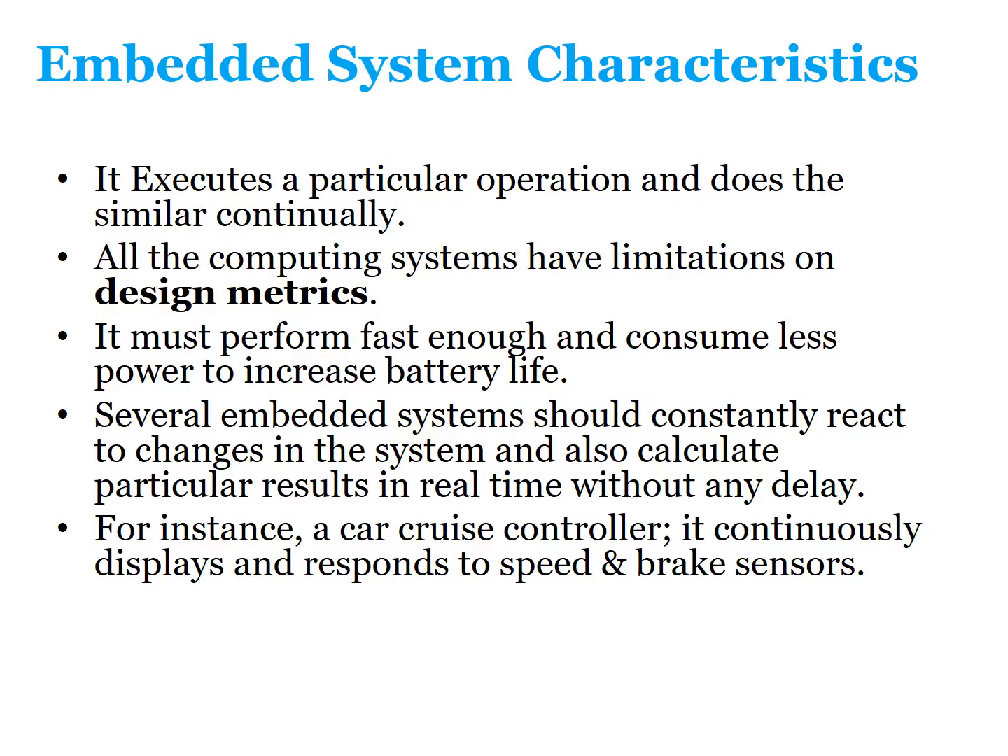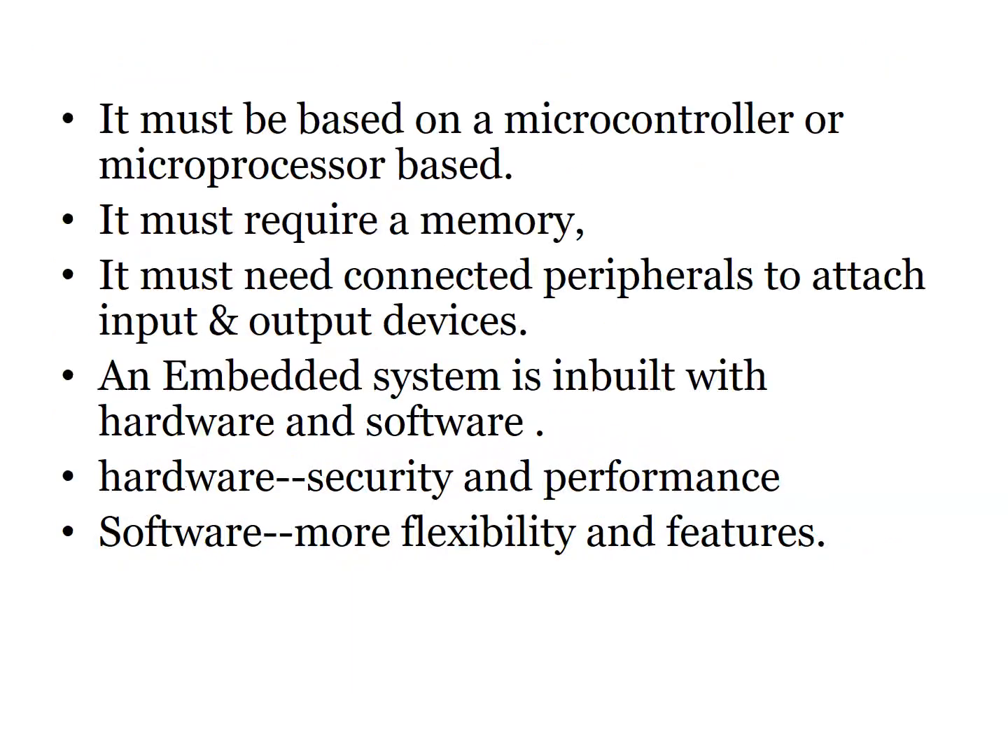More characteristics are: it must be based on a microcontroller or microprocessor. It must require a memory. It must need connected peripherals to attach input and output devices. An embedded system is built with hardware and software. Hardware security and performance must be given by the hardware components of the embedded system. Software must be more flexible and more features will be available in the software of these embedded systems. So these are a few characteristics of embedded system.